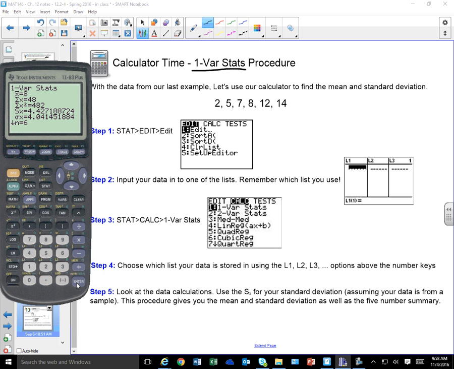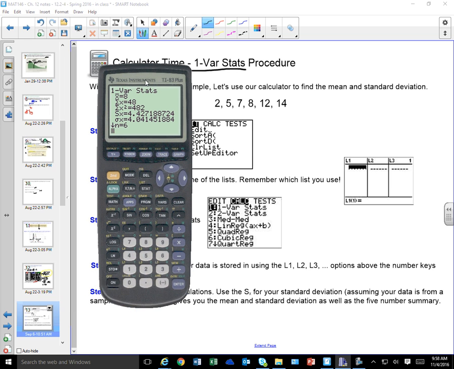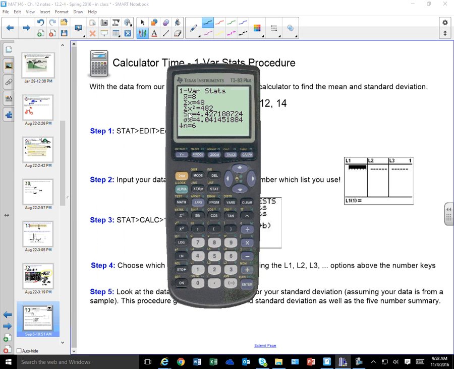Now this is going to output a lot of information. So we've got the one variable stats here. It gives us the mean, which is nice. It gives us a few things that we don't really use, but they're used in a lot of statistical formulas, so they give them to you in case you might need them. The sum of the x's, the sum of the x's squared. Then you notice here, let me move this over, we've got S sub x and sigma sub x.